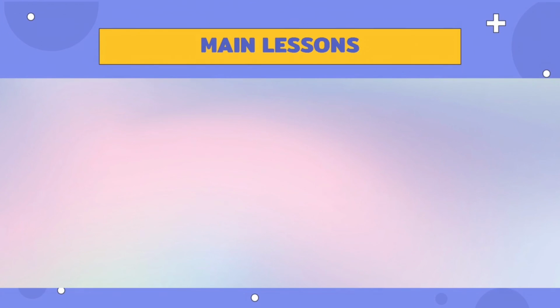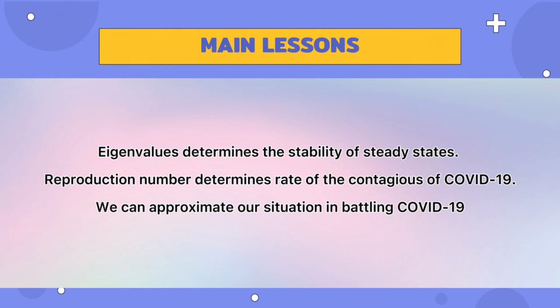We learn the importance of eigenvalues, which determine the stability of steady states. Through the nature of steady states, we are able to know whether COVID-19 will show positive or negative impacts. Next, the reproduction number is very important since it determines the rate of contagion of COVID-19. The graph also plays an important role as we can approximate our situation in battling COVID-19. Modeling helps us to have a better understanding of the relationship of mathematical models to capture the disease spread before and after MCO implementation in Malaysia.